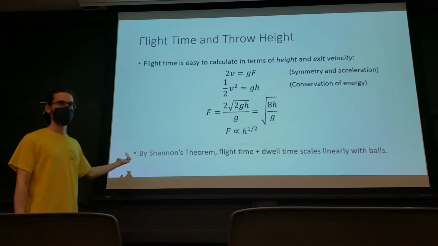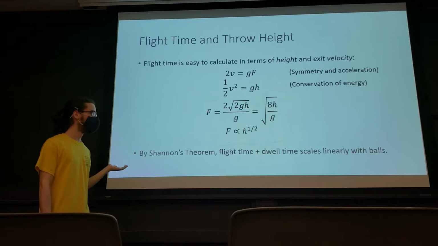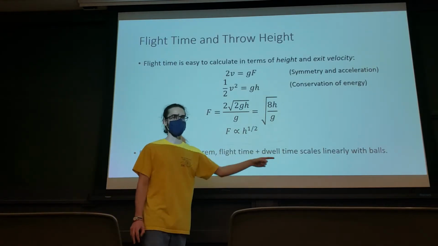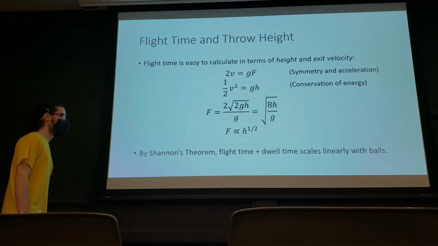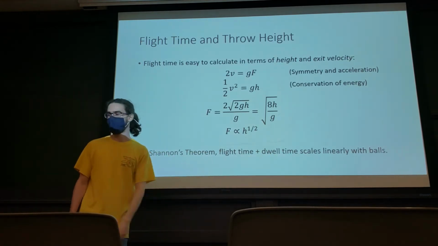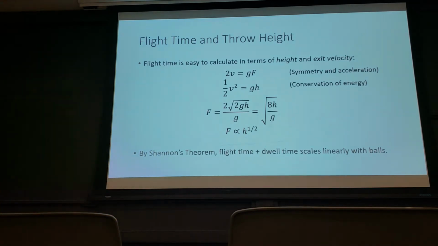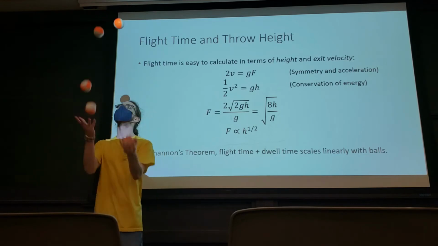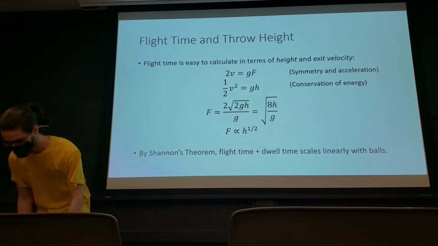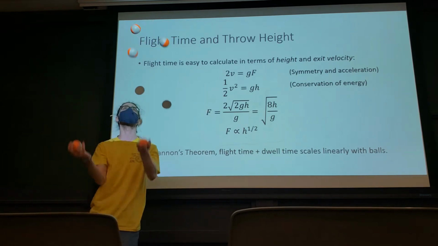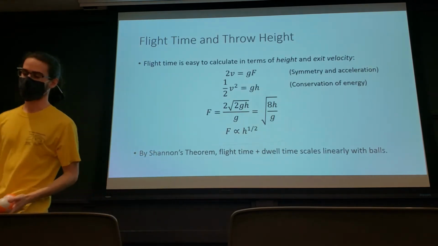But by Shannon's theorem on the previous slide, we know that the sum of flight time and dwell time scales linearly with balls. It's proportional to the number of balls. And the dwell time is pretty negligible compared to the flight time. If you are juggling like 5 balls, say, each ball is staying in the air a lot more than it's in your hand. So flight time is really the vast majority of the time.